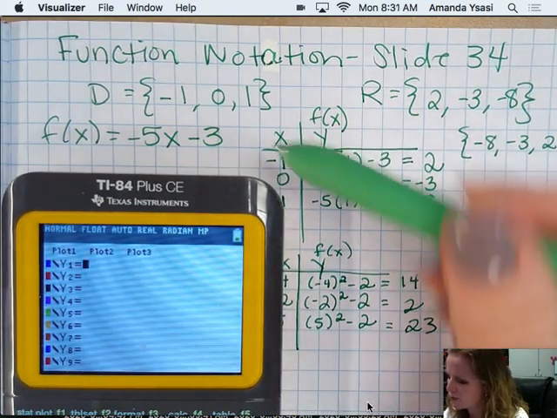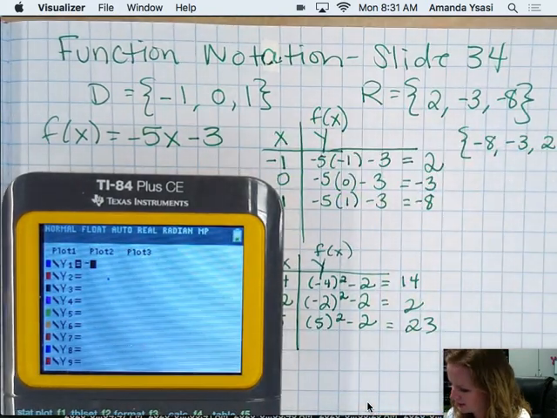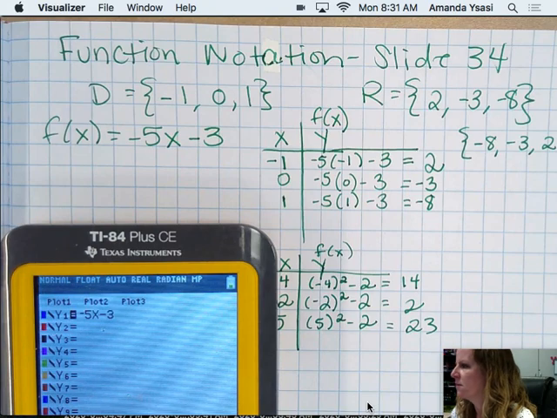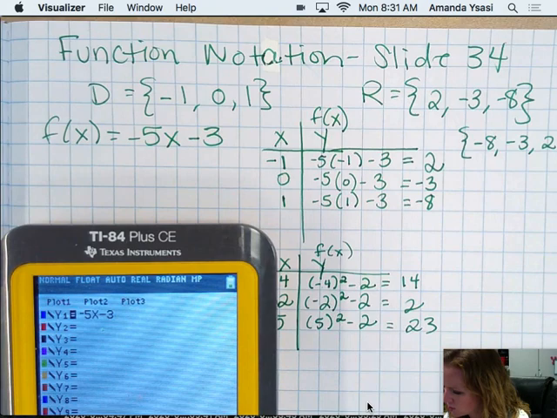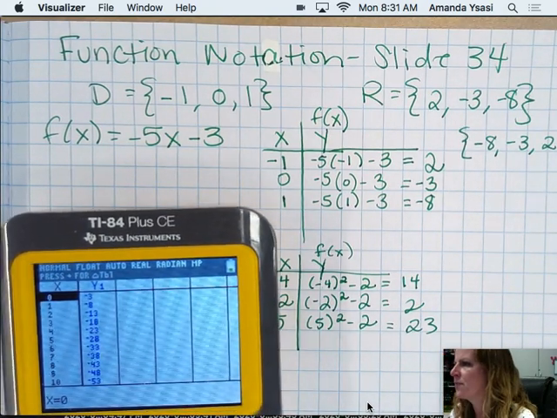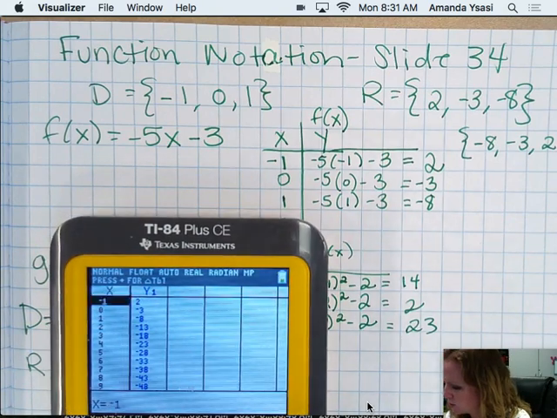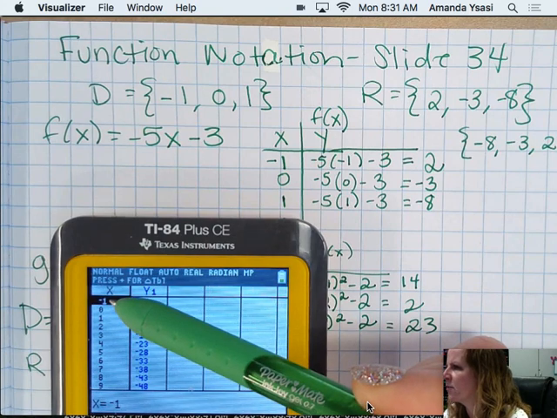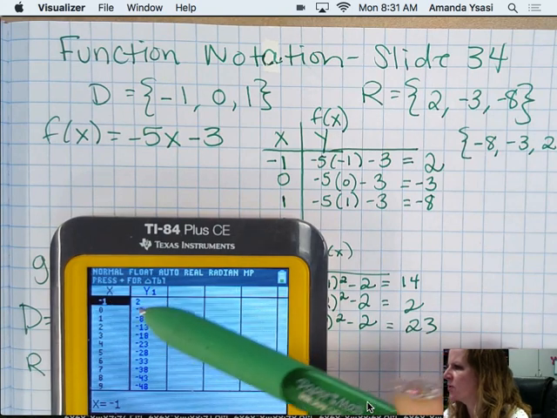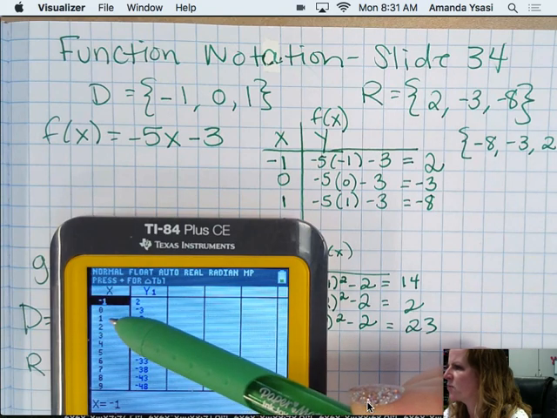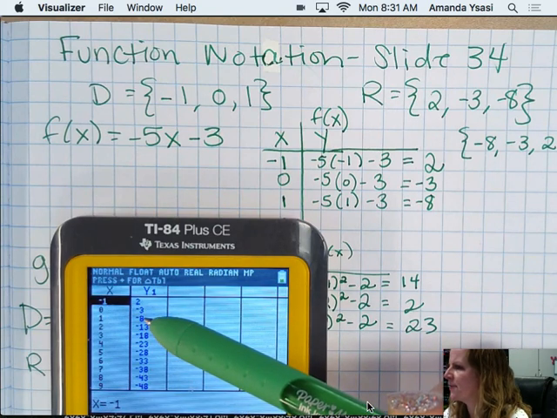So you go to y equals, you plug in the function, so negative 5x minus 3. And it says the domain is this, so we are going to hit second graph, which is your table, and go to those numbers that are x and y. Well, x is -1, y is 2. X is 0, y is -3. X is 1, y is -8.